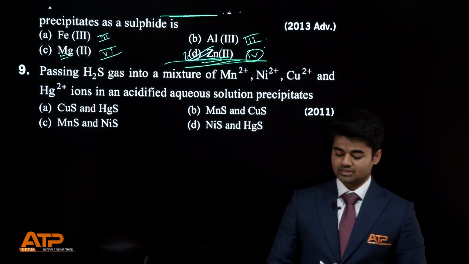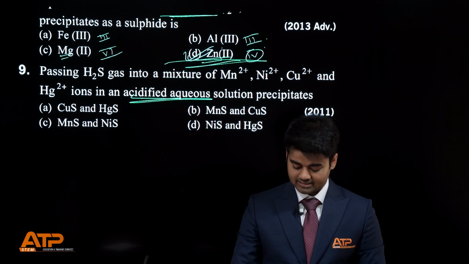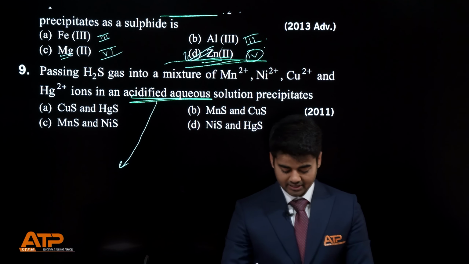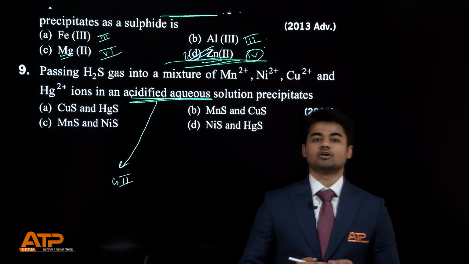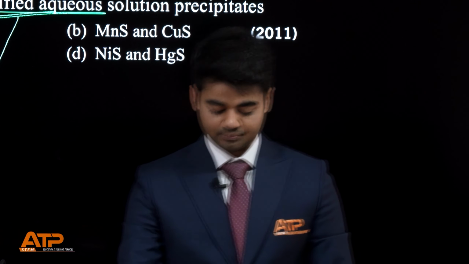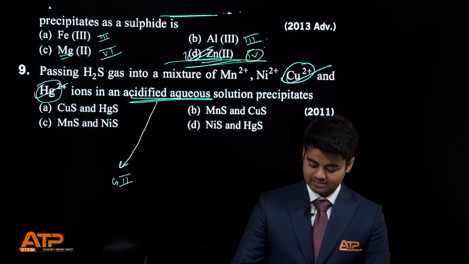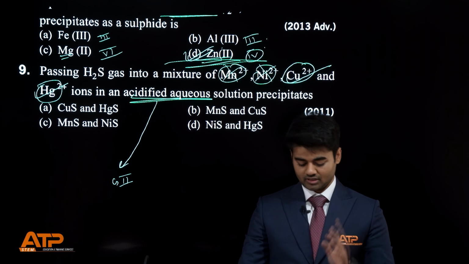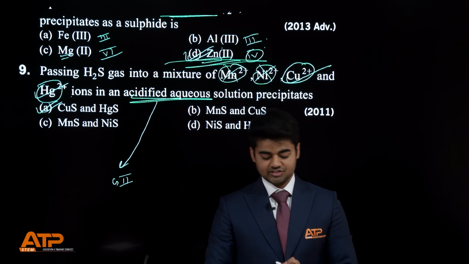Next one, on passing H2S gas, some cations are given to us. Let's check the group reagent given. The group reagent given here is an acidified aqueous solution, and we are passing H2S gas. So this is the group reagent for group 2. All the cations of group 2 will get precipitated by H2S passed in acidified medium. Copper 2+, yes. Mn2+ is group 4, no. Nickel 2+ is not in this group. So the answer will be copper sulfide and HgS.